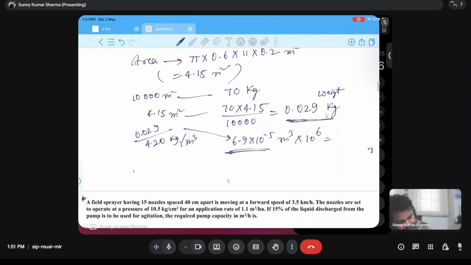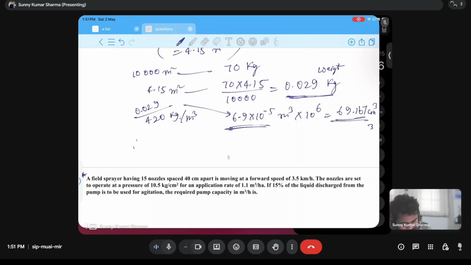So it will become 69.167 centimeter cube, and this much volume is for one revolution of the ground wheel. So 69.167 into 15, you will get 1036.7 centimeter cube. So this is the final answer.